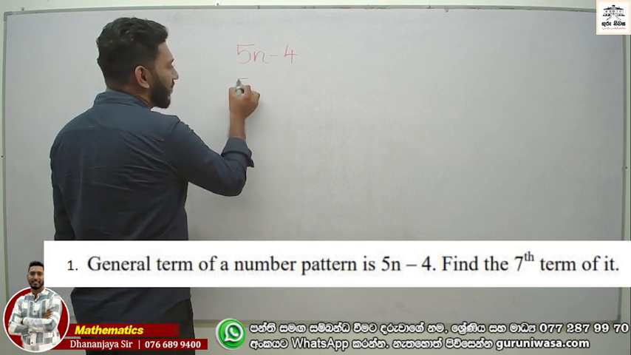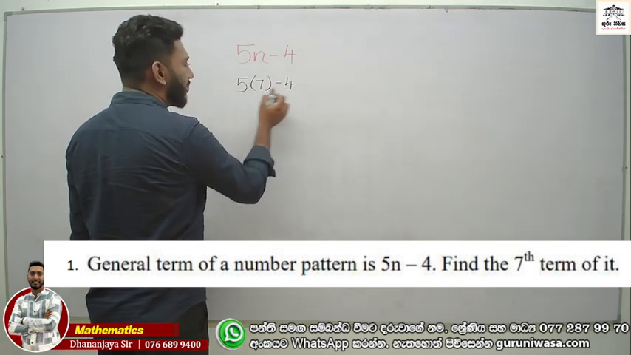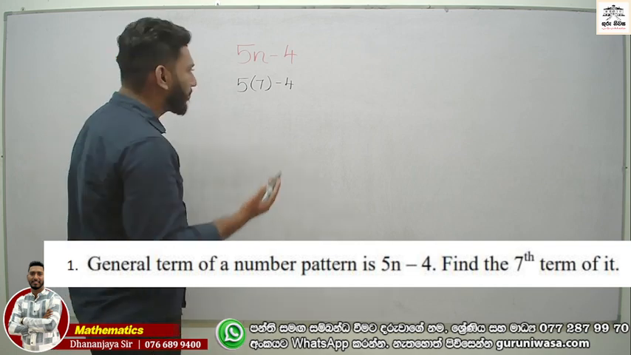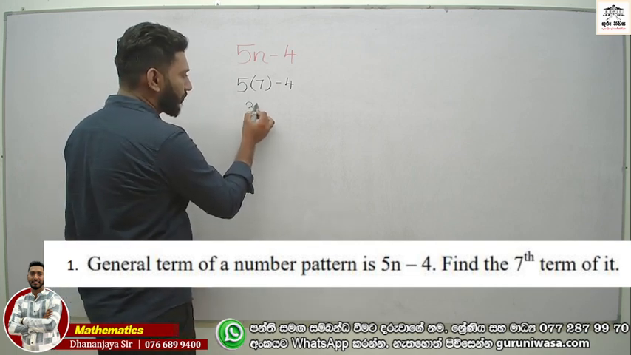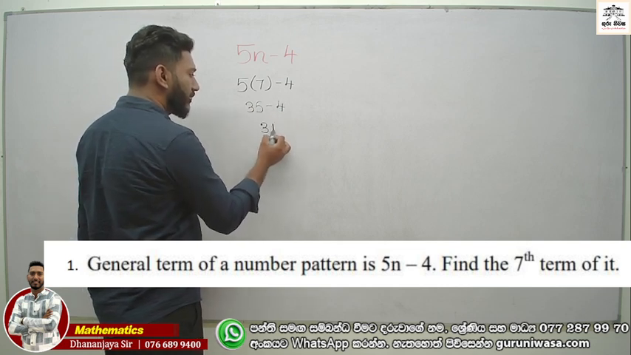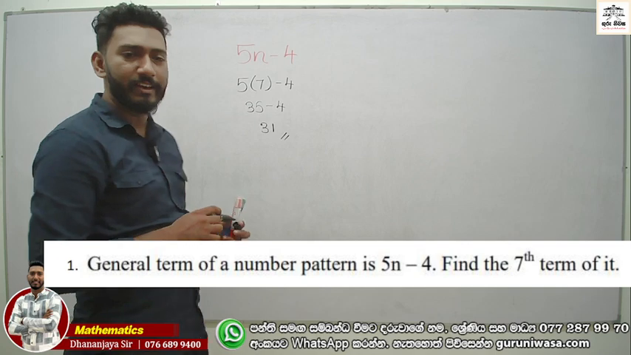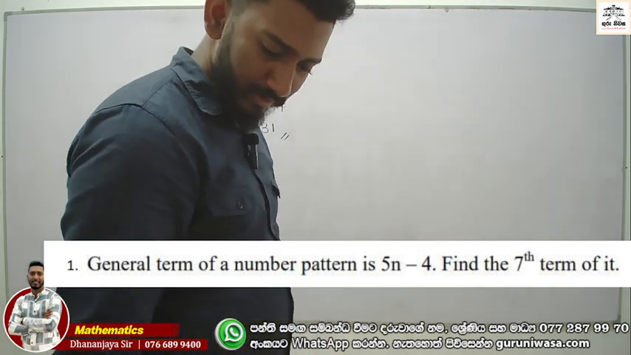The answer is 5 times 7 minus 4. 5 times 7 is 35. Then 35 minus 4, it should be 31. Now, this is the seventh term. The seventh term is 31. Well done, Henry. Well done.